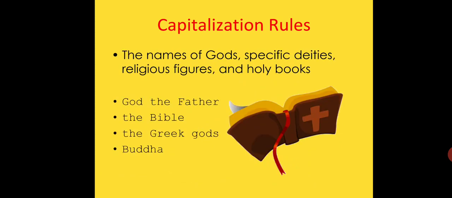Now, the names of gods, specific deities, religious figures, and holy books. God the Father, the Bible, the Greek gods, and Buddha. However, this is my suggestion. You do not use any of these words in your essay writing task 2 because we don't want to sound politically and religiously biased. So, no to these words.